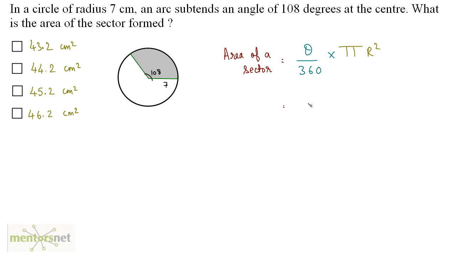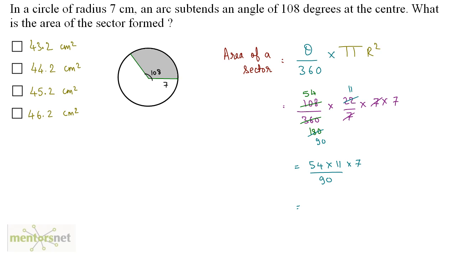So this is equal to 108 by 360 times pi, which is 22 by 7, times r square, where r is 7. So 7 times 7. This 7 and this 7 get cancelled. We can divide 360 by 2, we get 180. And 108 divided by 2, we get 54. Right? So again, dividing these numbers by 2, we get 90, and 22 divided by 2 is 11. So 54 times 11 by 90 times 7.